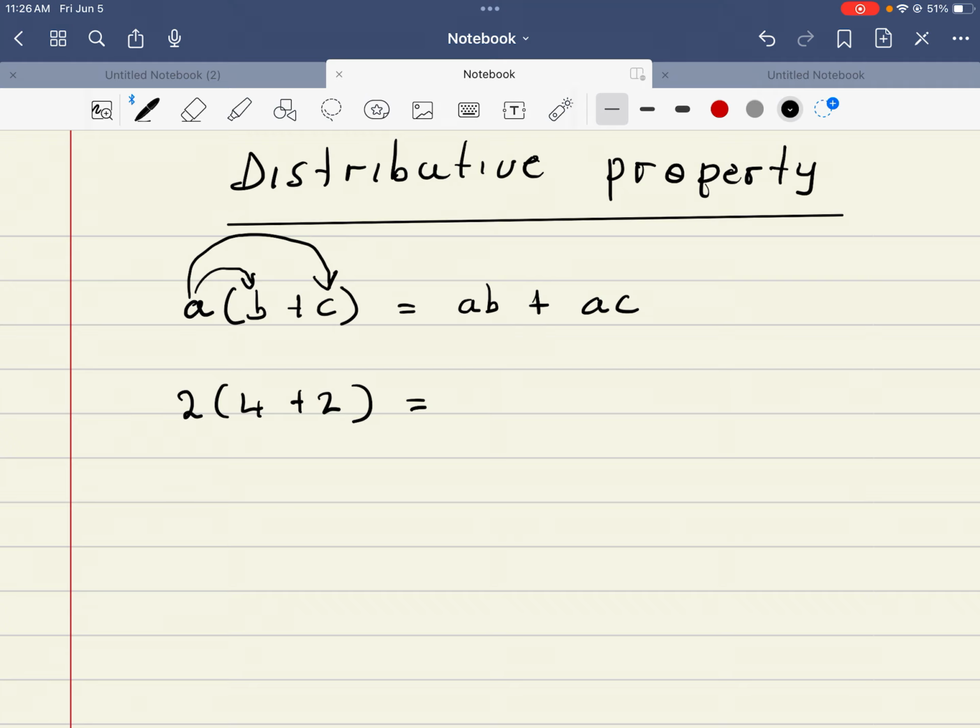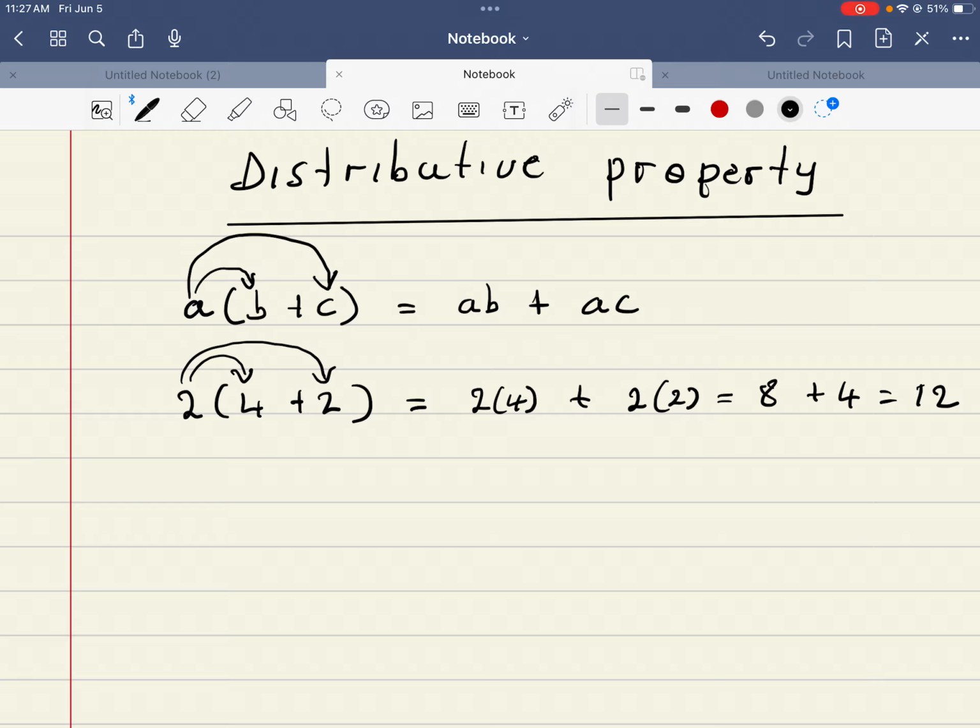Okay, so let's do this together. Again, remember, we distribute 2 here, and then we distribute 2 again over here. So that would be 2 times 4 plus 2 times 2. Now this would be 8 plus 4, which would give us 12. So this is using addition.